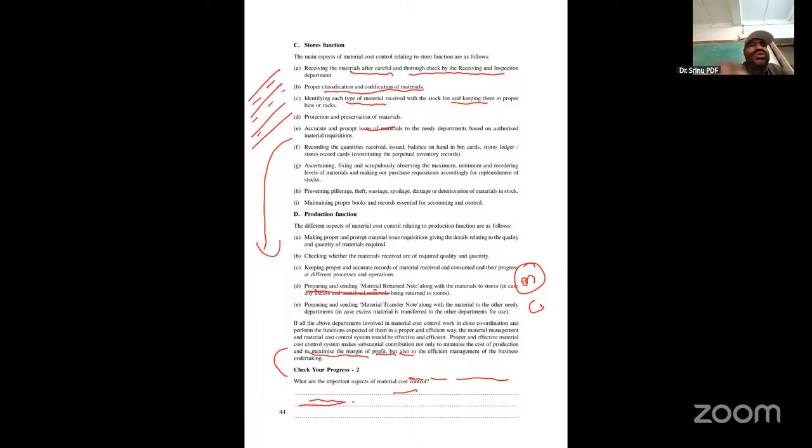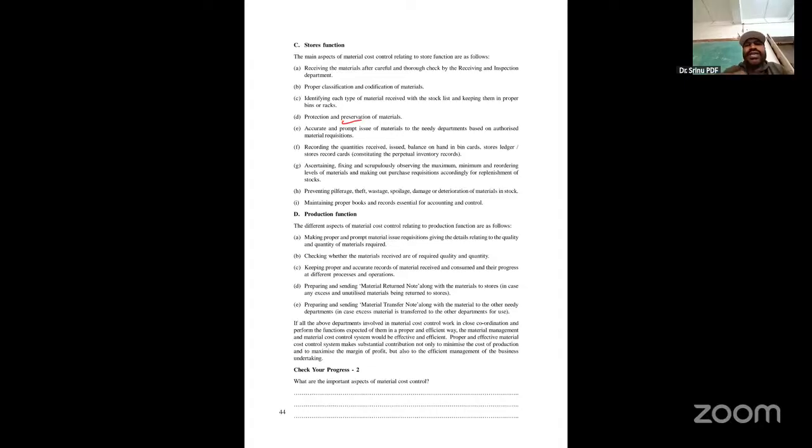Whatever material is received, they keep it on shelves like this. Generally in medical stores and supermarkets, we observe that every material is kept order-wise. Is it clear? Protecting the preservation of material, some materials are kept in cool areas or fridges, recording the quantities and how much they are issuing, which is the bin card storage. They ascertain the fixing scrupulously and prevent pilferage, theft and wastage. So all of these are seen by the stores function.